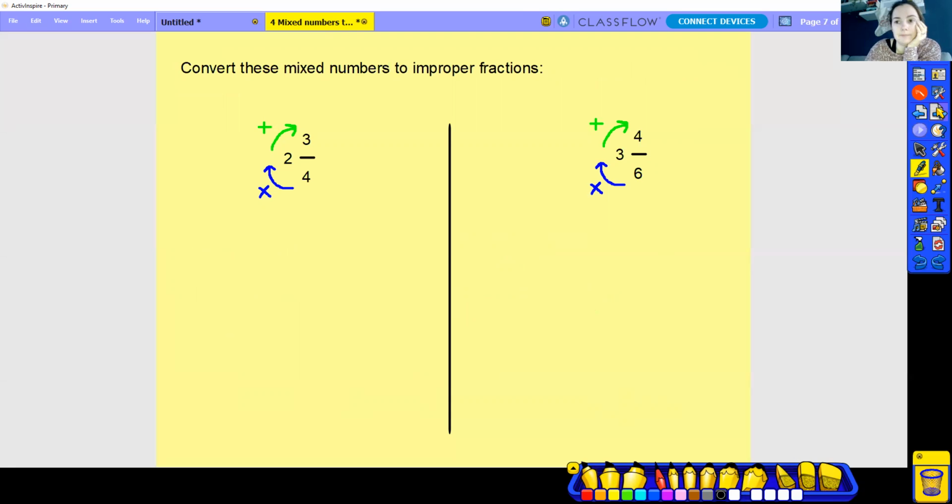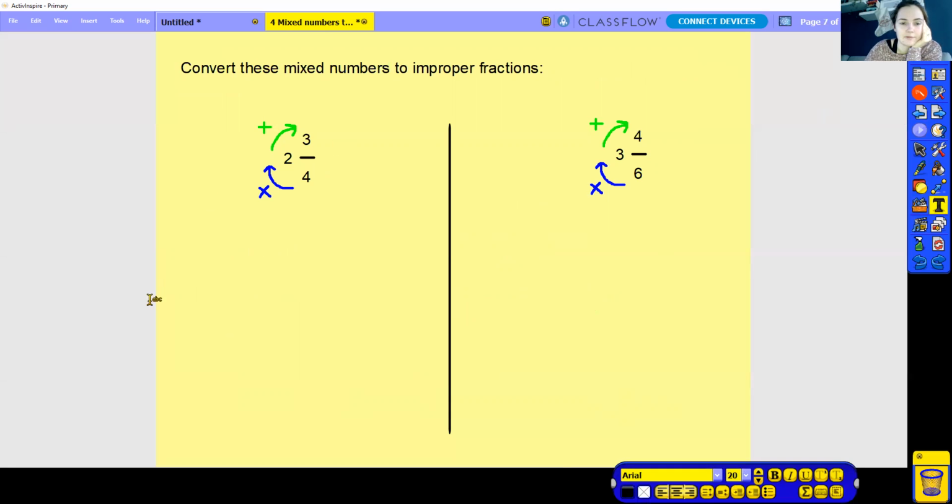So have a go at this one. Pause the video when you're ready. Okay, let's go. So first step then, I'm going to go for the answer for this first one: we do the mixed number multiplied by the denominator. So we're doing 2 times the 4, which equals 8. So we've got 8 in total.